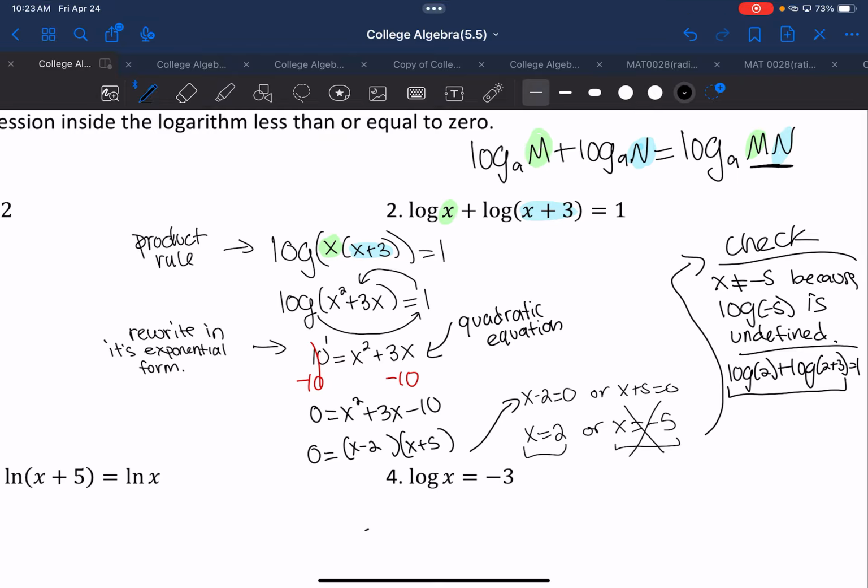Or you could go through the motions, log of 2 plus log of 5, and then combine these using the product rule, which would be 2 times 5, which is 10. And log of 10 is 1 because it's log base 10 of 10, and that is equal to 1. So that checks. So the only solution to this problem is x equals 2. This is so crazy. This feels like a trick. Magic.